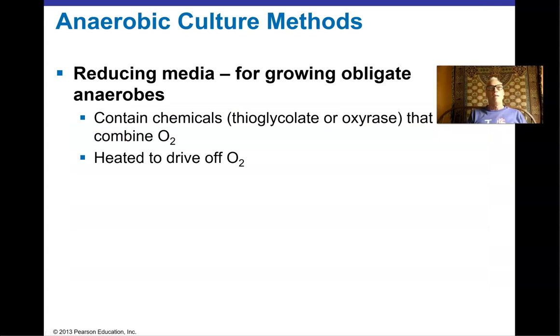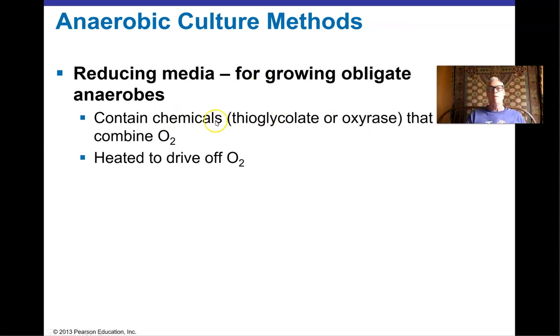There's all kinds of media. There are dozens of different types of specialized media, just so you know, but we're not going to worry about that right this minute. Reducing media is a type of media that removes oxygen from it, by virtue of certain chemicals that are included, so that you can grow obligate anaerobes. Remember, obligate anaerobes can't stand the presence of oxygen. They don't have catalase or superoxide dismutase, so they'll be killed in the presence of oxygen. So we've got to get rid of it.